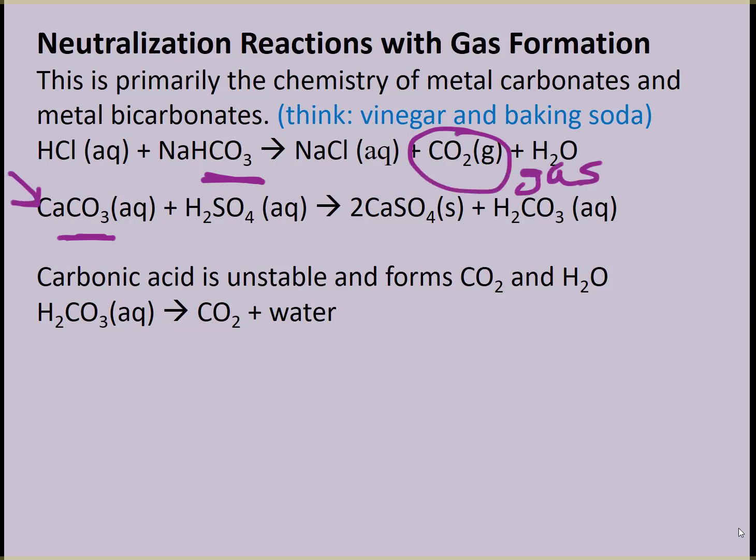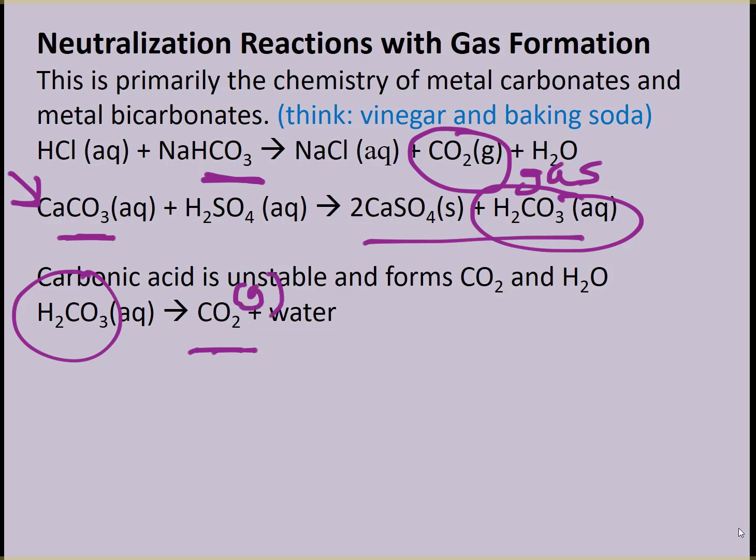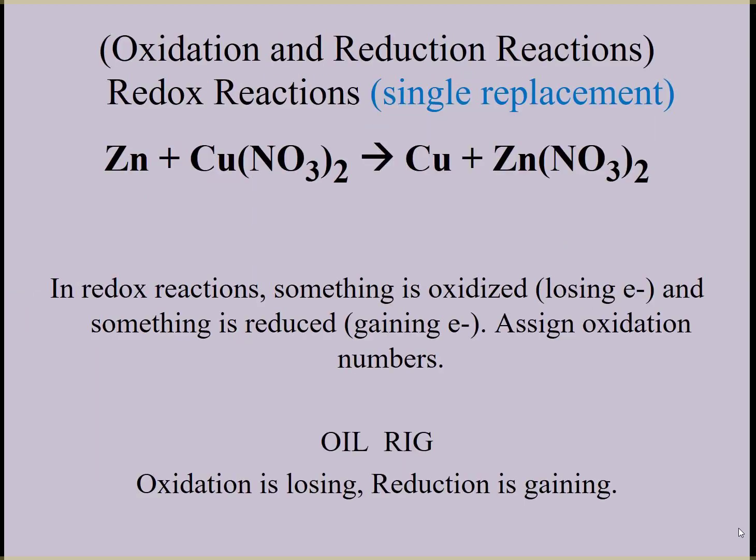In this second equation, we see that we form some intermediates, and then we see that this goes on and forms our bubbles, our gas. So again, watch out for those carbonate compounds and just know that if bubbles are forming, it's probably going to be carbon dioxide gas. Okay, the third type of reaction that we're talking about today are oxidation and reduction reactions.